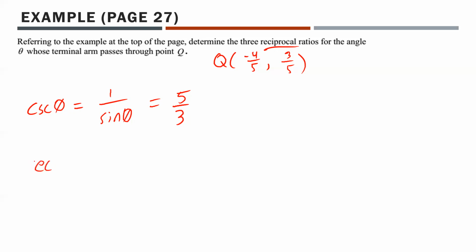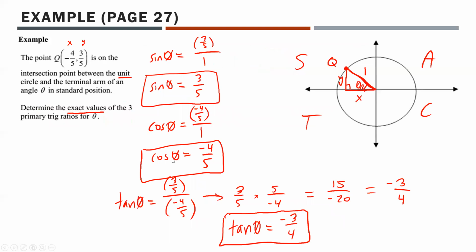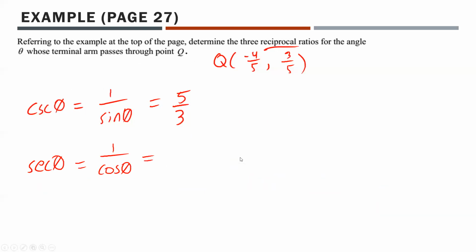Now for secant theta, secant is 1 over cosine theta. So it's just the reciprocal of cosine. If I go back and look at what cosine was, we can see that cosine was -4 over 5. So logically, we just have to take the reciprocal of that and make it -5 over 4. And again, I put the negative on the top because I just don't like having a negative on the bottom.